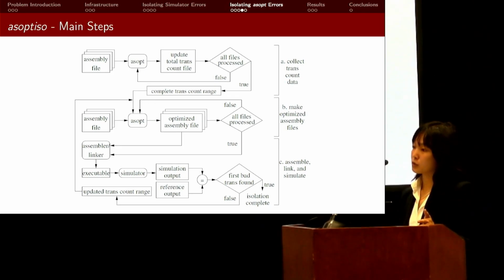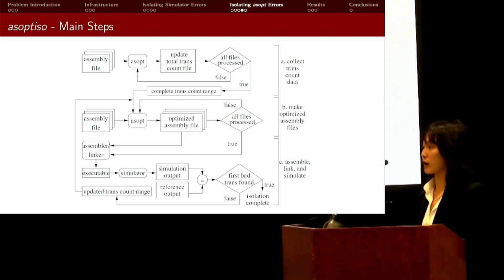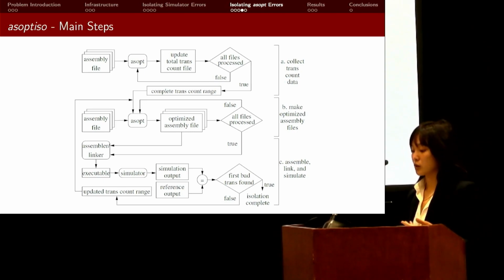The point at which we stop applying transformations is going to be that midpoint for the binary search range. And then in step C, we're going to assemble, link, and simulate the files that were brought together in the prior step B. So based on the results of that simulation, we'll adjust the binary search range accordingly, and then go back to step B, and then we will just continue to loop through B and C until the first erroneous transformation is found.